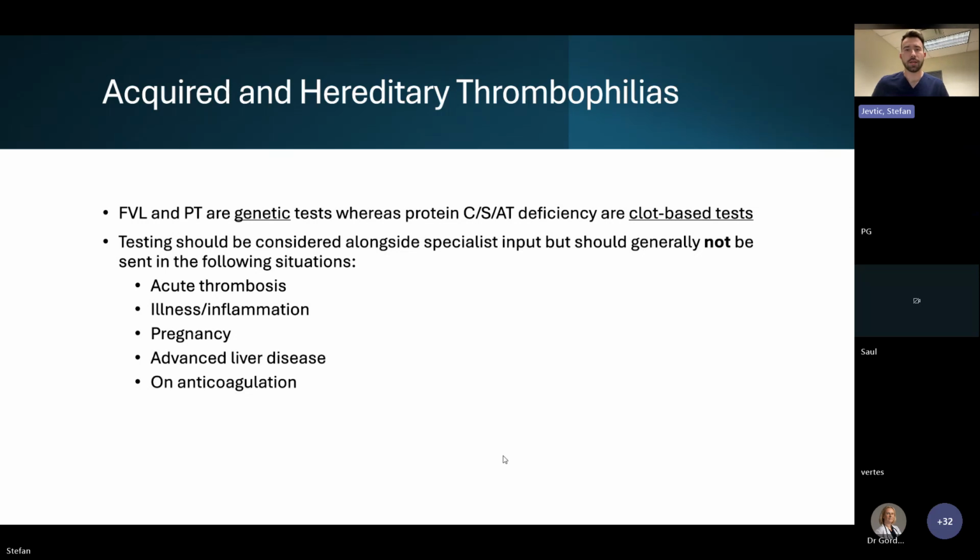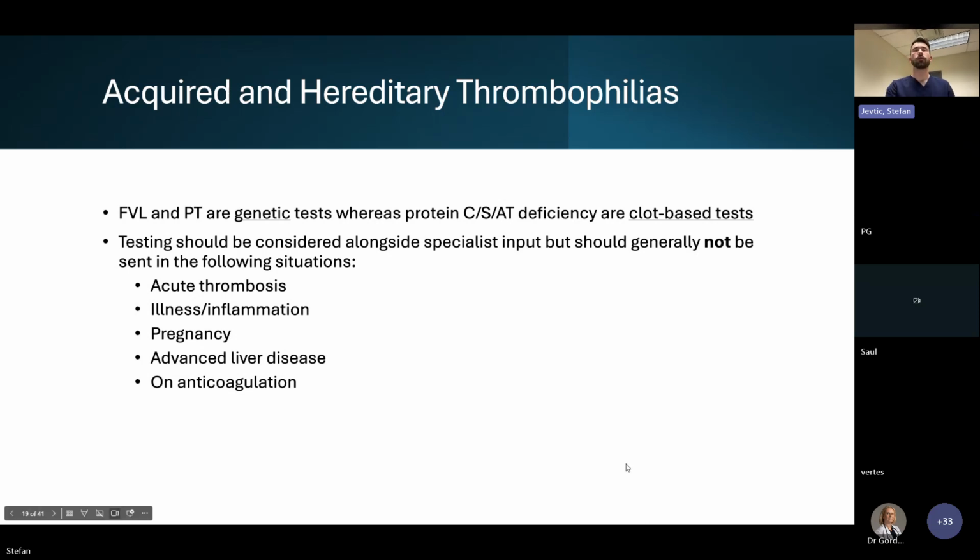We also know that factor V Leiden and prothrombin are genetic tests, whereas protein C, S, and antithrombin deficiency are clot-based assays. So these are functional assays that are done in the lab. And as we've already mentioned, when you're dealing with a clot-based or a functional assay, it's prone to a lot of influence by acute phase reactants. And so generally, these tests should not be sent, particularly protein C, S, and antithrombin, in acute thrombosis, if there's any inflammation or infection, during pregnancy, because you will have a false positive protein S deficiency, in advanced liver disease, or if the patient is already on anticoagulation.